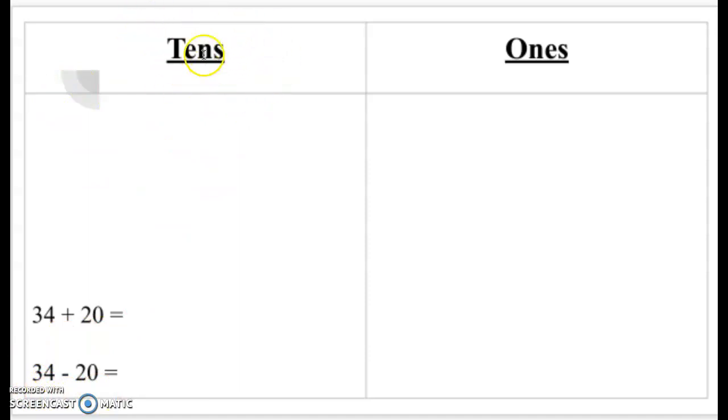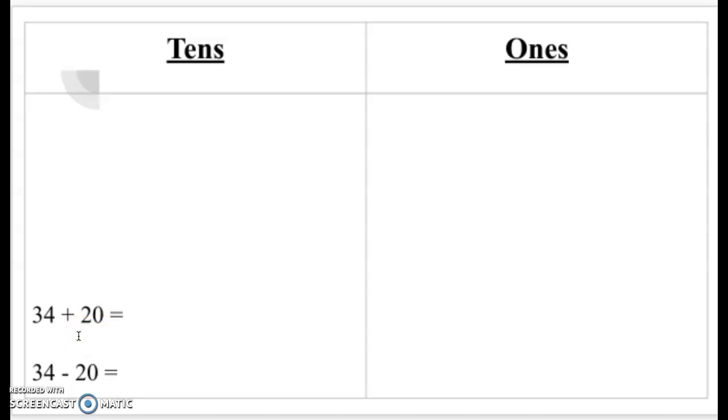So for the tens column, we're going to look at 34. The 3 is in the tens column, and the 4 is in the ones column. Same goes for 20. You can see that 2 is in the tens column, and 0 is in the ones column.